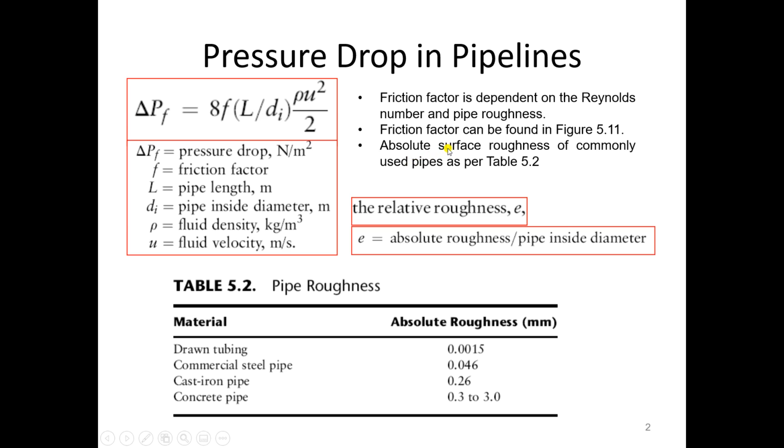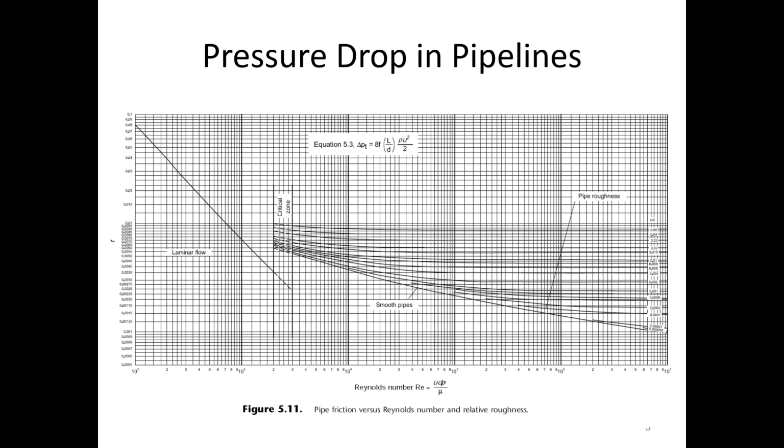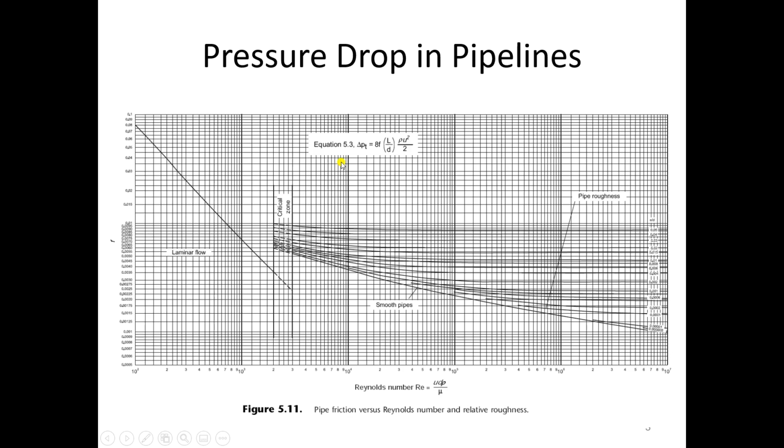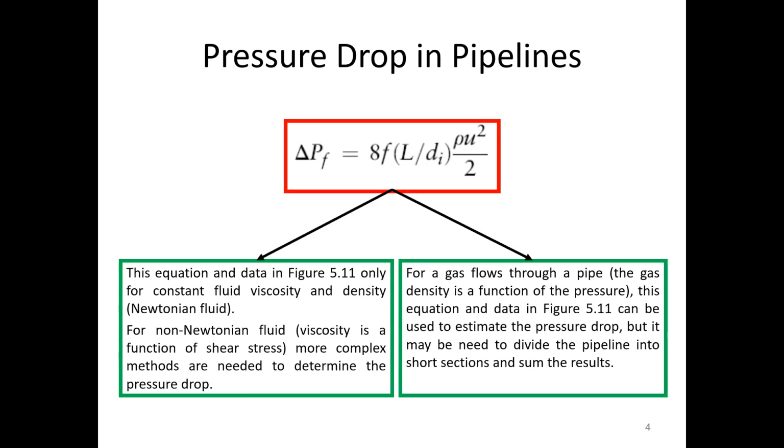Absolute surface roughness of commonly used pipes is given in this table. This column is the common material and this one is the absolute roughness. Later in the equations we need to use the relative roughness, which is calculated as the absolute roughness divided by the pipe inside diameter that we use. This is figure 5.11 for us to find the friction factor. Is this equation the same as the previous equation? Yes, it is the same.